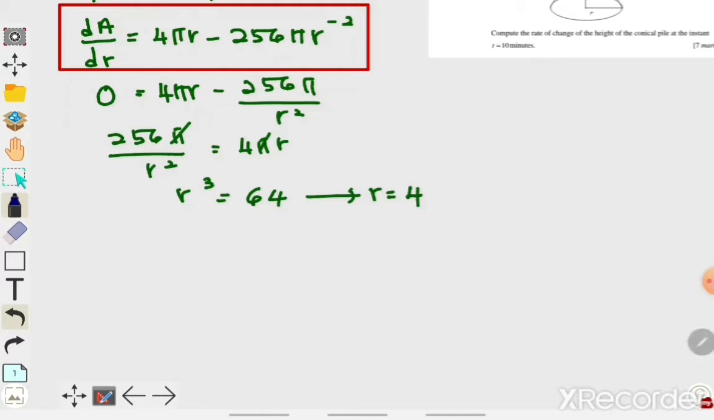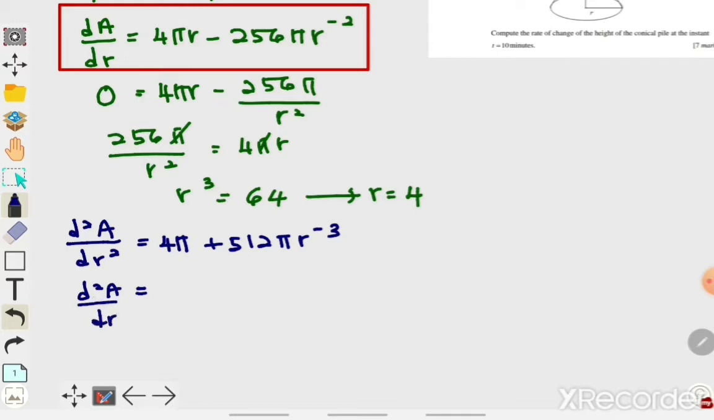Let's differentiate the first derivative. Let's check it by using the second derivative. Differentiate once again the formula of area with respect to r. This equals 4 pi plus 512 pi r to the power negative 3. This is equivalent to the second derivative. This equals 4 pi plus 512 pi divided by r cubed.